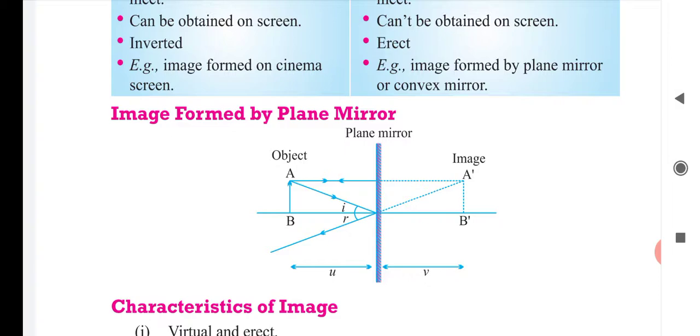Now the distance between the object and the plane mirror, we call it the object distance.